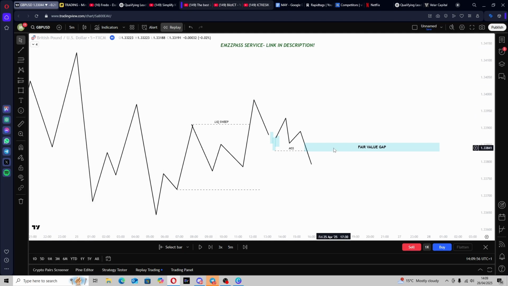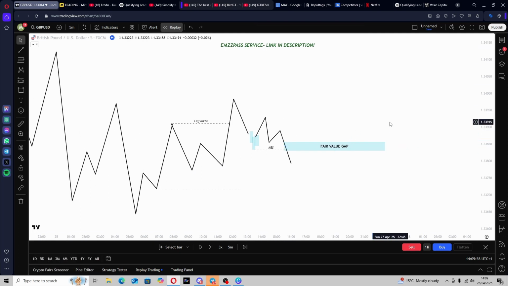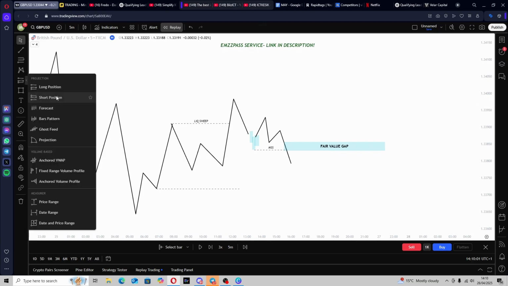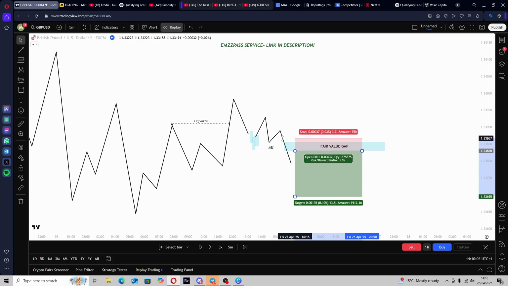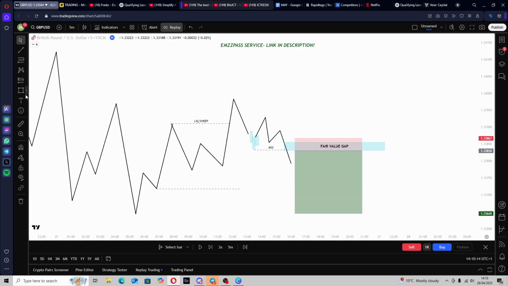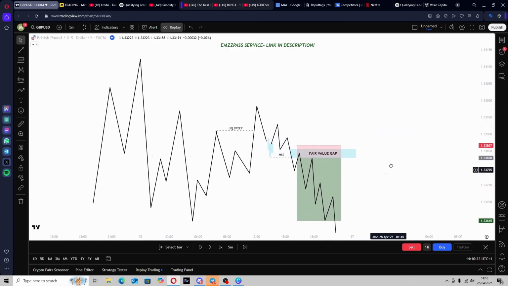So you need to mark out your fair value gap, and then once you do that, all you've got to do is enter your short position, because we trade the reversals here, and place your stop loss just above the first candle of the FVG, and place your take profit at the Asian session lows, or a 1 to 5 or 1 to 3 risk reward ratio. As soon as you do that, all you've got to do from here on out is play price forward. It will enter maybe once or twice, and then it will go down and completely smash your take profit.